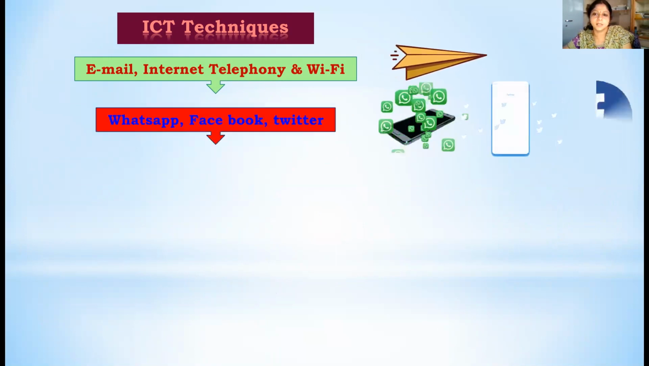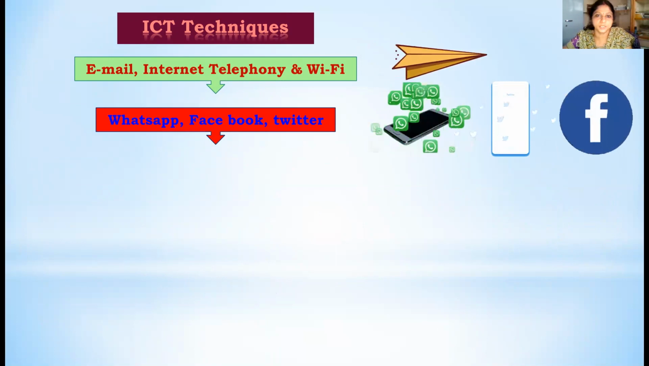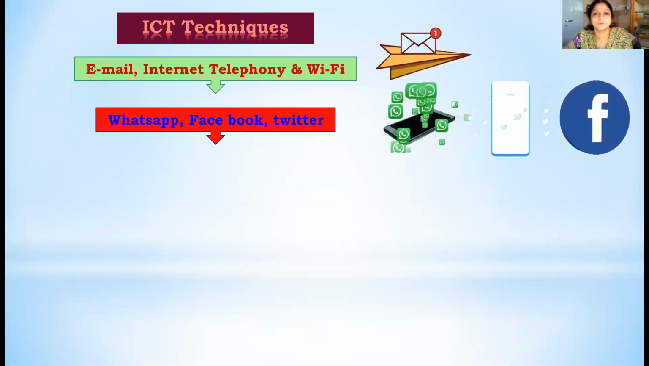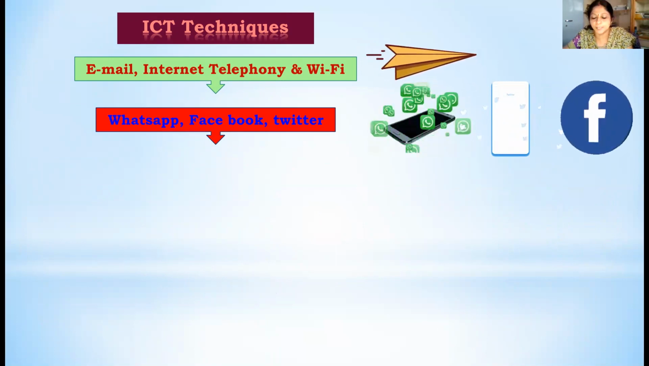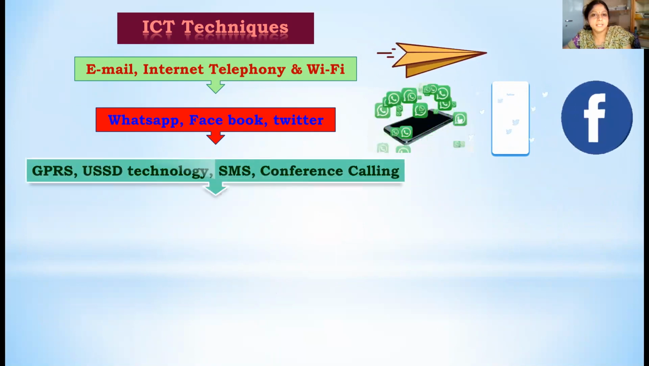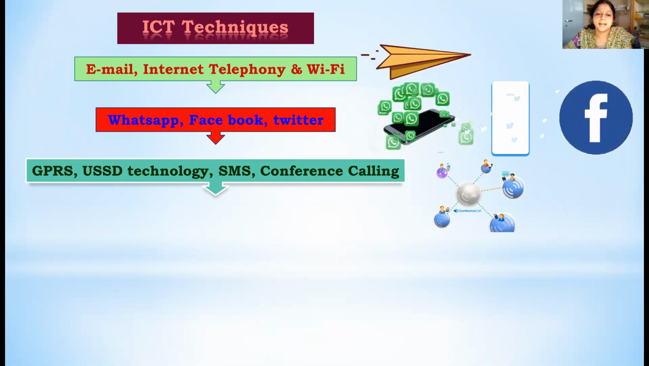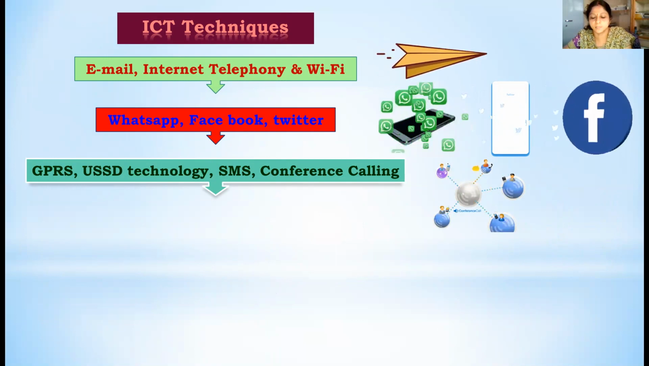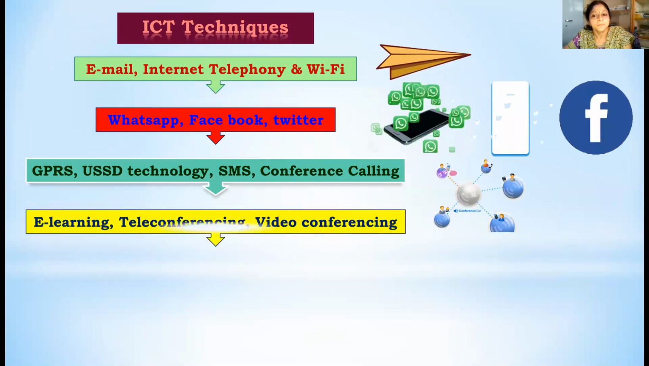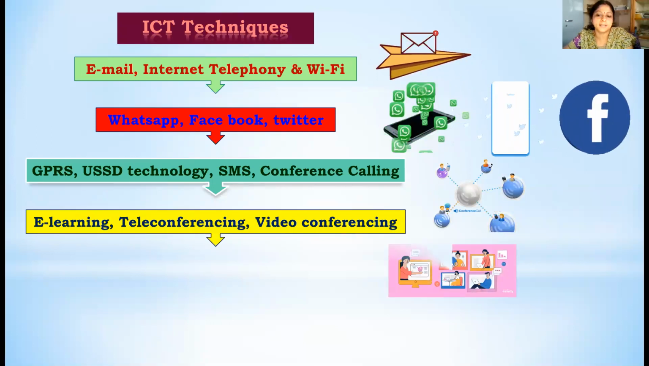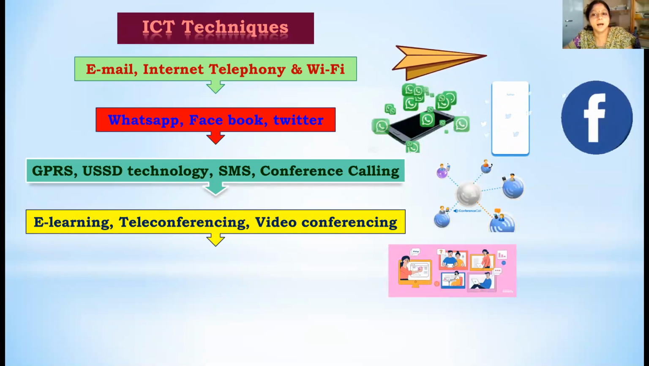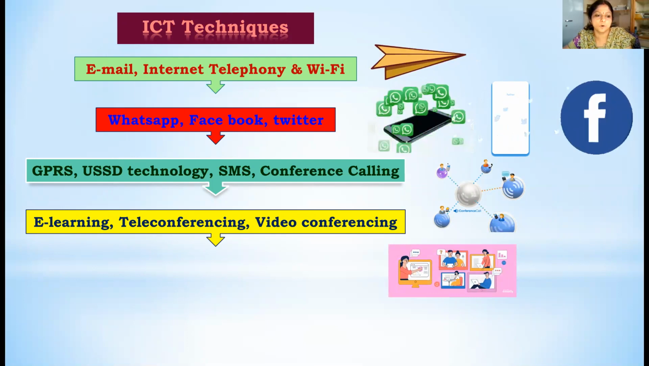And the next, which nowadays is occupying a major position in the transfer of technology in terms of ICT, is WhatsApp, Facebook, and Twitter. And the next comes GPRS, USSD technologies, and SMS services, that is message services, and conference calling. All these things are used to contact immediately a few people, or to reach a number of people immediately.